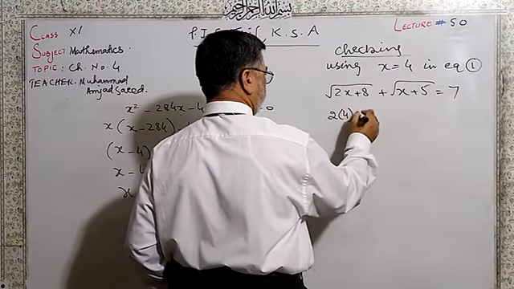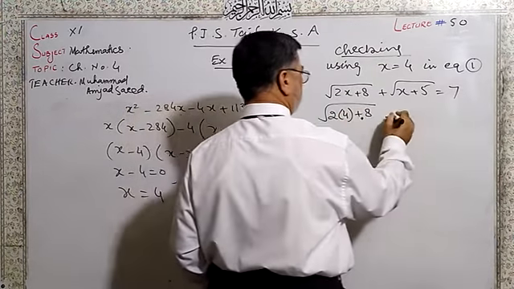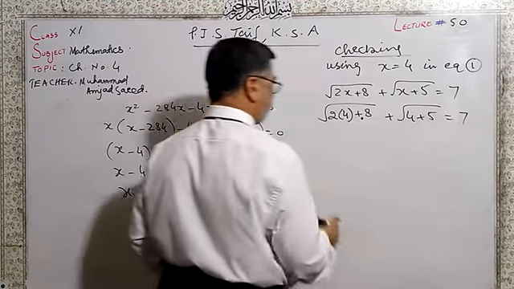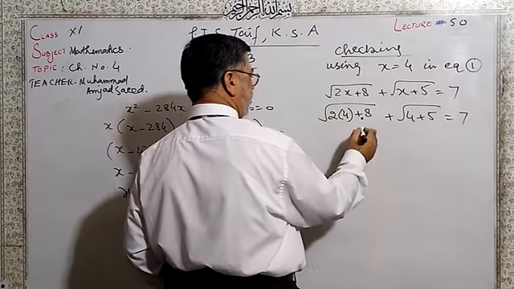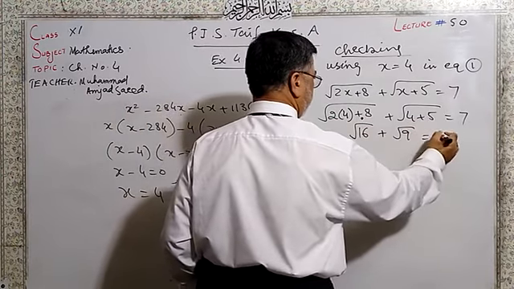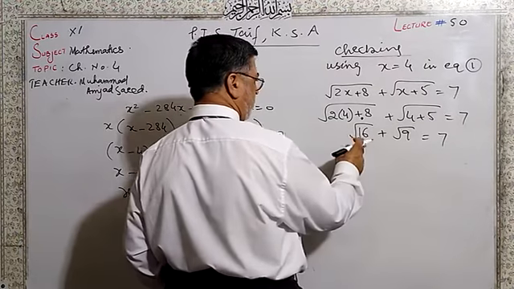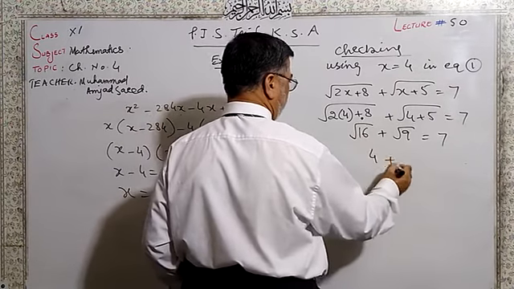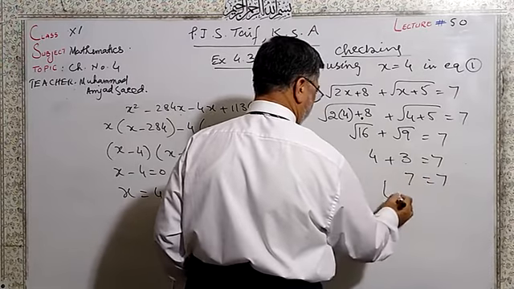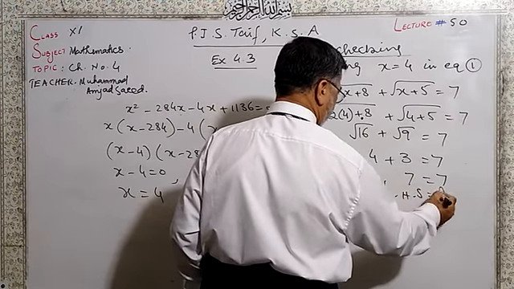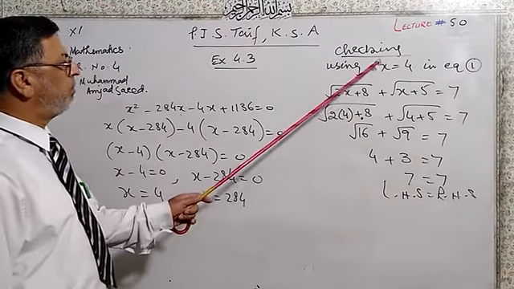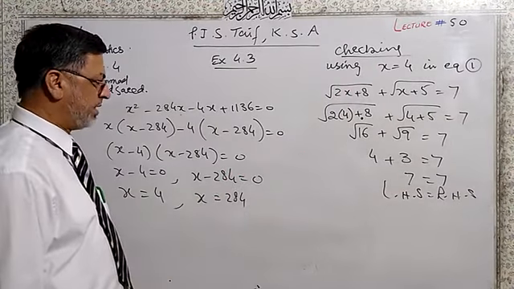2 into 4 plus 8, plus 4 plus 5, each under root, that is 7. This is 8 plus 8 is 16 under root and 9 under root, that is equal to 7. 16 under root is 4 and 9 under root is 3. So 7 is equal to 7. Left hand side is equal to right hand side. Dear students, x is equal to 4 is part of your solution set.